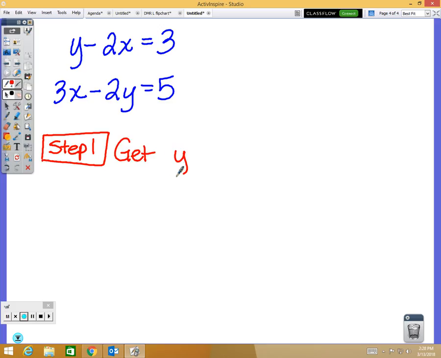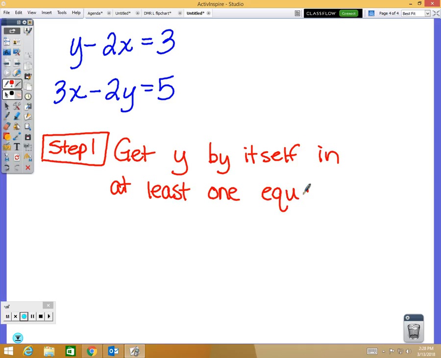Get y by itself in at least one equation. Sometimes you'll be given the equations and both of them will be y equals already for you. Sometimes one of them will be already y equals. And then you'll have an example like this one where neither one of them is y equals. Okay? It doesn't matter which one you choose. I'm probably just going to choose the very first one because that looks not as complicated as the second equation, but there is no benefit to doing both of them. All right, so just do one of them.